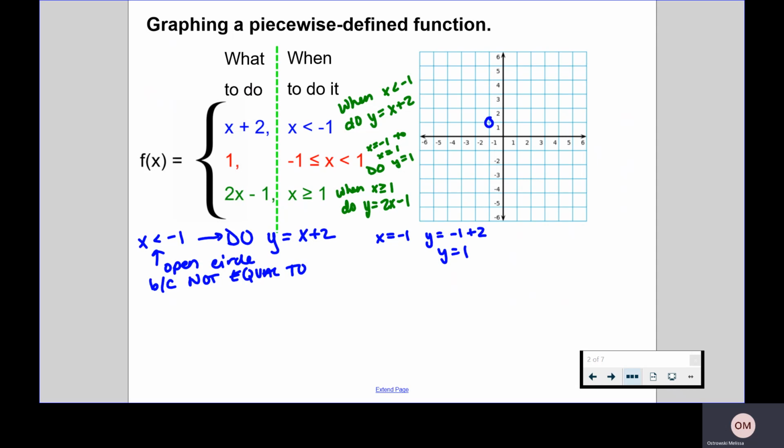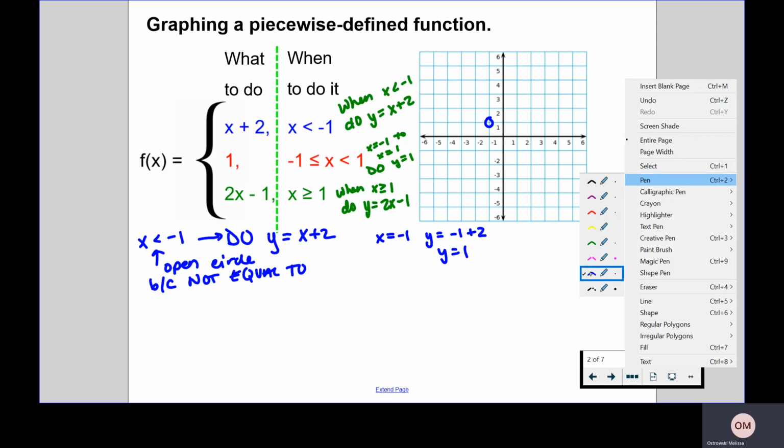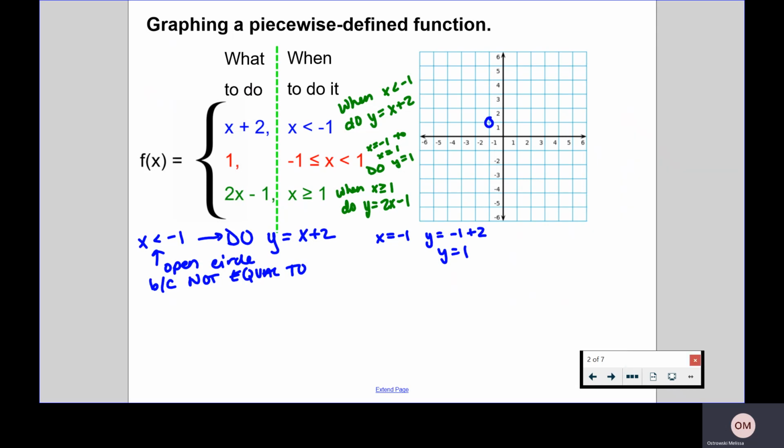Okay, and then obviously there's more numbers than just -1. So I'm going to pick a number less than -1. Let's pick, I don't know, -3. Random number, completely random. Y would be -3 plus 2, so y is -1. At -3, I'm going to get a value of -1. Now, it takes 2 points to make a line. There we go. That is that portion.